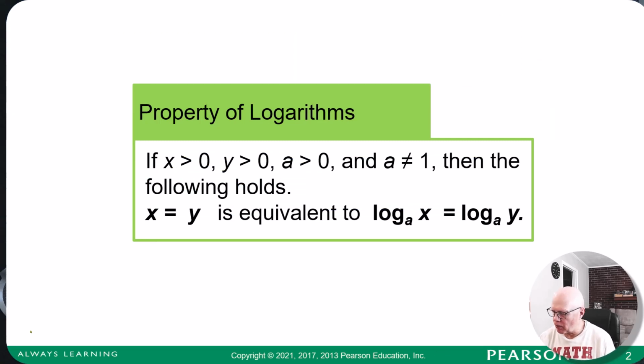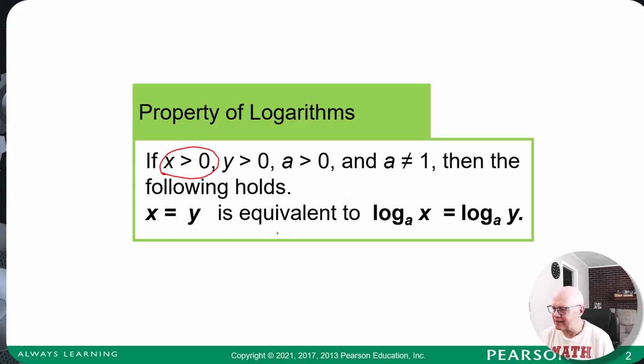Just as a bit of a reminder, we have some things we have to consider first. The argument, or the number that's given to the logarithm, has to be positive. The y has to be positive, so we can talk about this. And the a, the base, is greater than 0. And of course, a is not equal to 1 because that's a trivial situation.